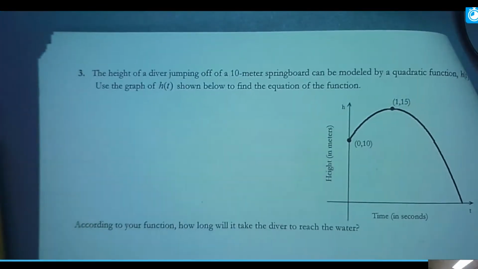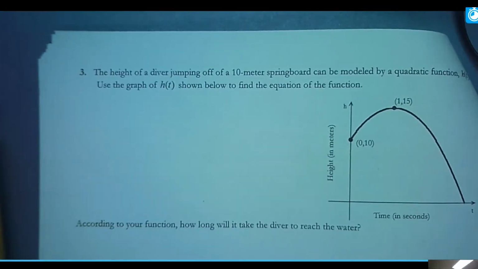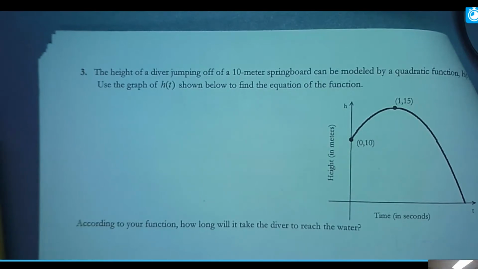All right. I want you to stop the video, and we are going to come back together, and we are going to take a look and do problem 3, and we're going to do problem 4 together as a group. So that is your video for today.